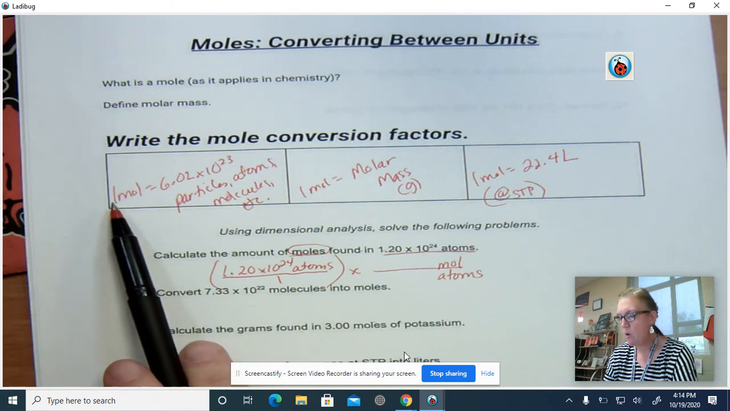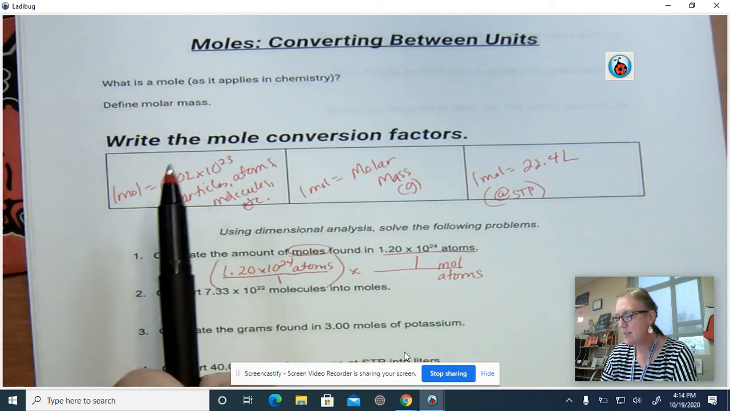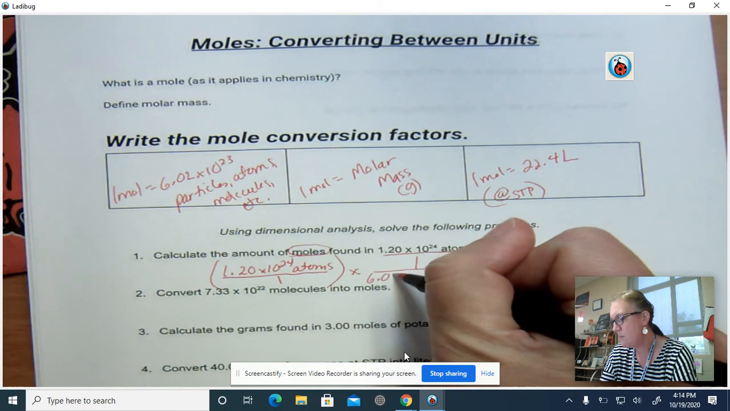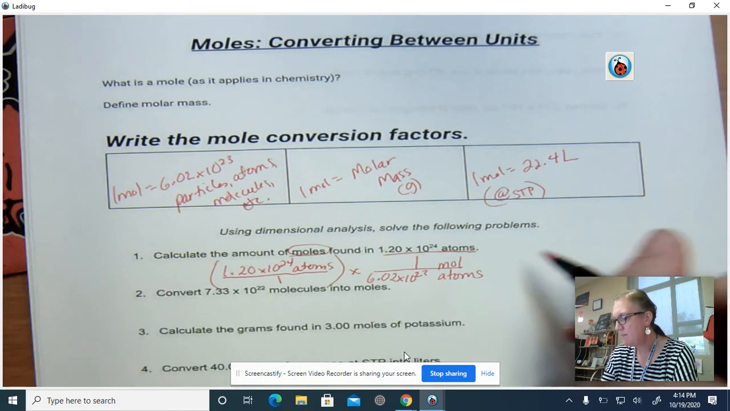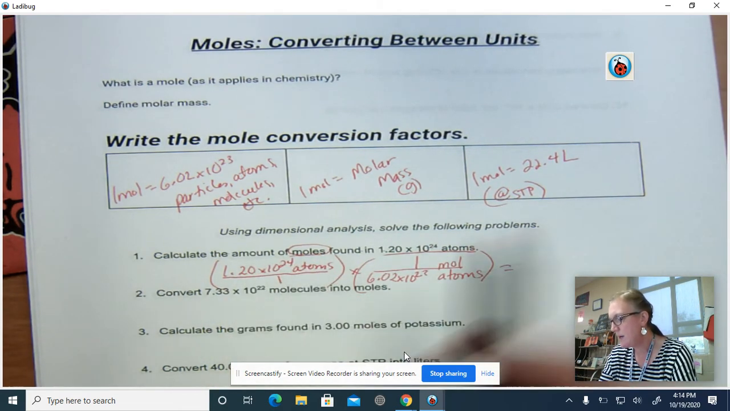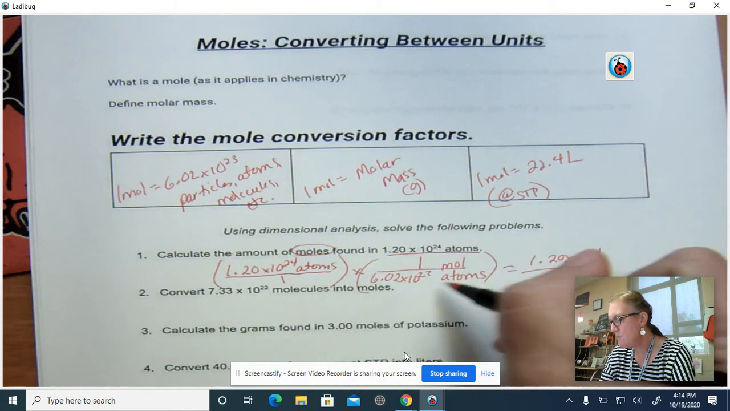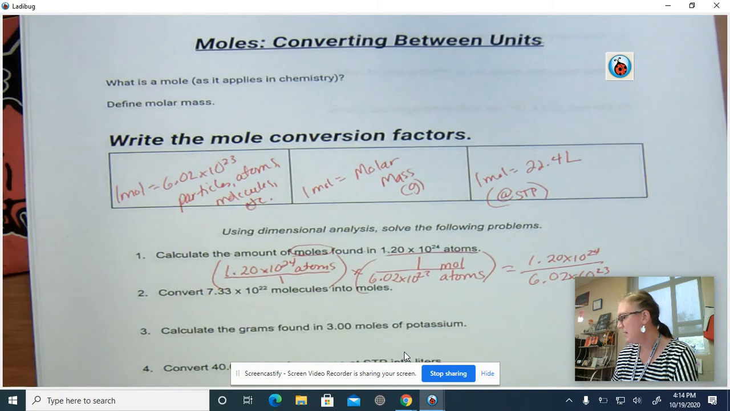So it's always going to be 1 mole, so I'm going to put a 1 right there. And then I'm going to plug in this number right next to the word atoms. That's how many atoms are always in a mole. Then I'm just going to do my math. I'm going to multiply everything across the top. So 1.20 times 10 to the 24th times 1, divided by, you multiply this. And then I'm just going to plug it into my calculator.